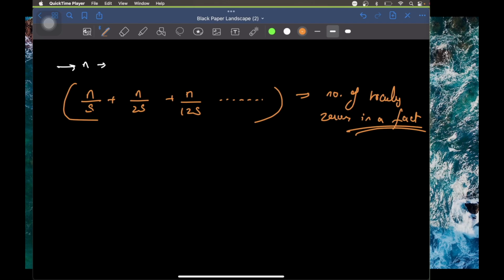As simple as that. For example, let's say you calculate for n equals 72. What will be the answer for n equals 72? So what is 72 by 5? If you just want the integer value, what is 72 by 5? It is going to be approximately what?